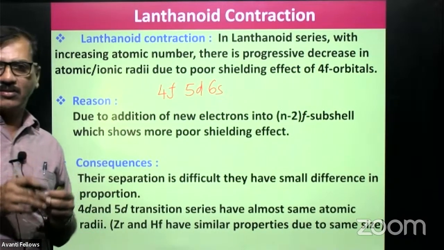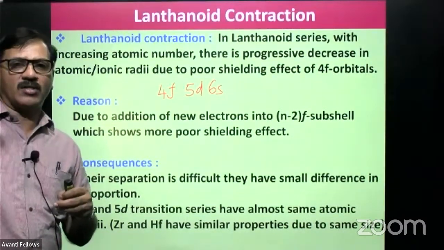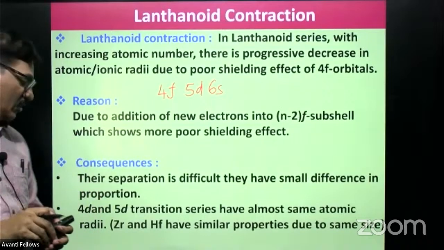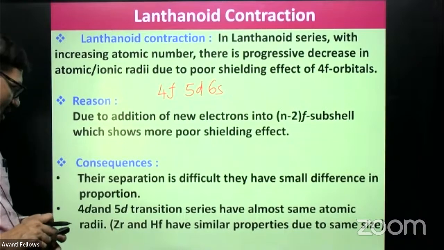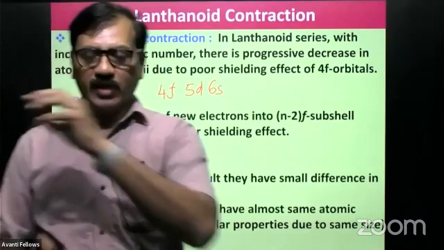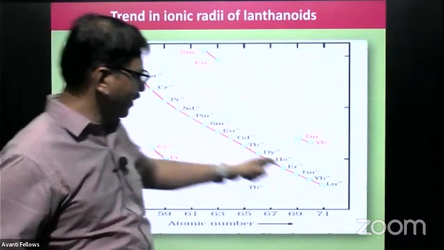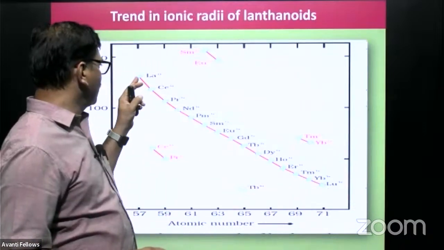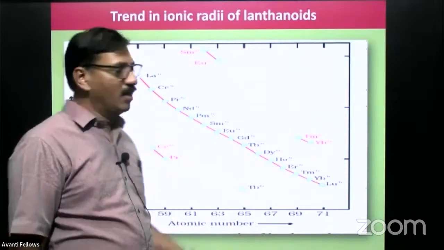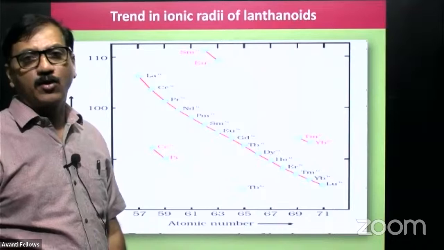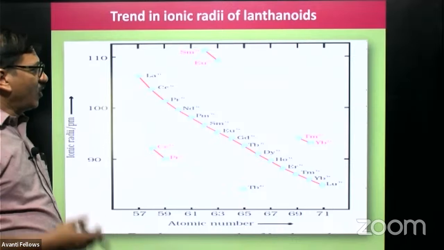They have a small difference not only between the lanthanoids, it also affects the zirconium, hafnium, or the 4d and 5d series of transition elements. Okay, the 4d and 5d series of transition elements are also affected. And because the size is decreasing from lanthanum to lutetium, as the size decreases, lanthanum hydroxide is more basic than lutetium hydroxide, right? Basicity of their hydroxides decreases. So this is also one of the consequences of lanthanoid contraction.